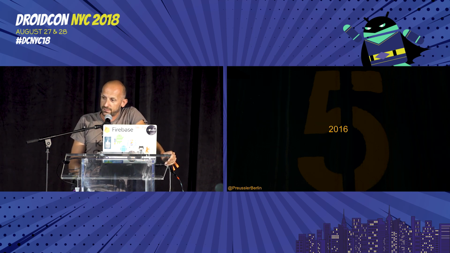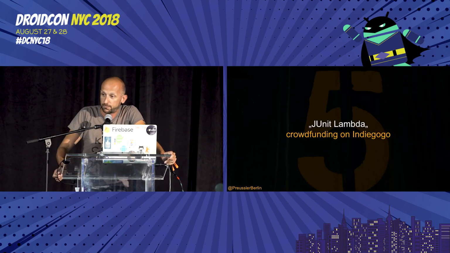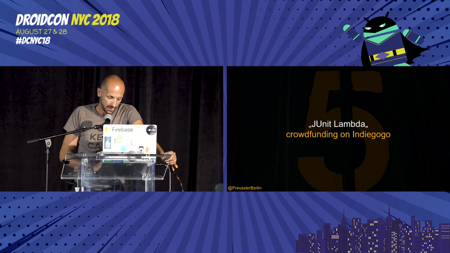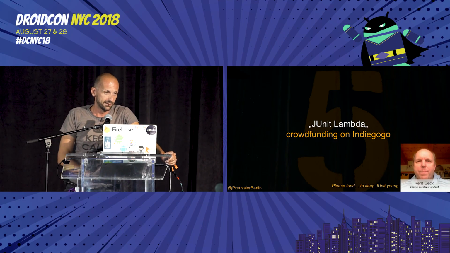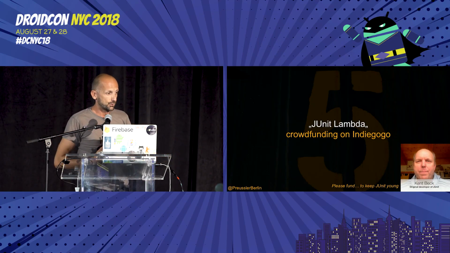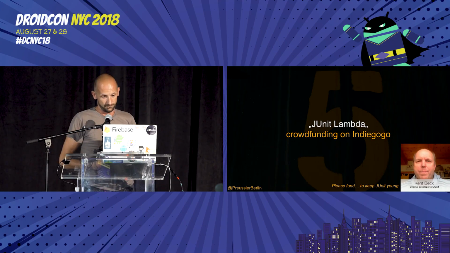Let's jump to 2016, just 2 years ago. So you don't need perspective on this, but something happened there. On the crowdfunding platform Indiegogo, a project appeared called JUnit Lambda. And this guy here, Kent Beck, he grew a little older. He wasn't the originator of this project, but he asked to fund this project, to keep JUnit young.